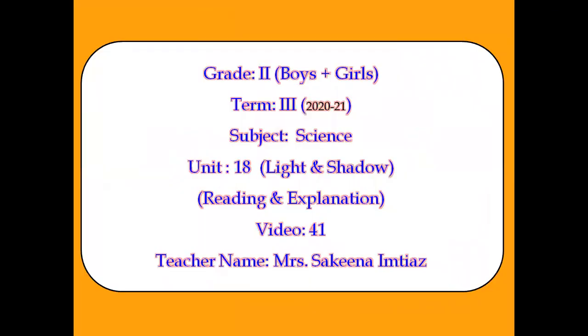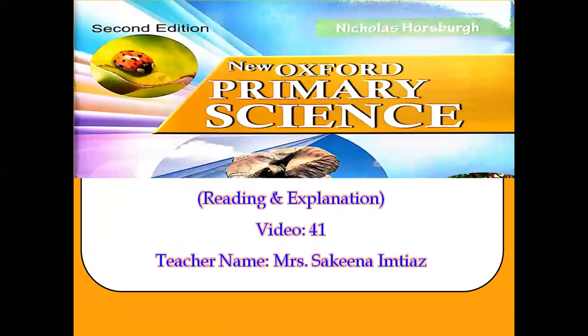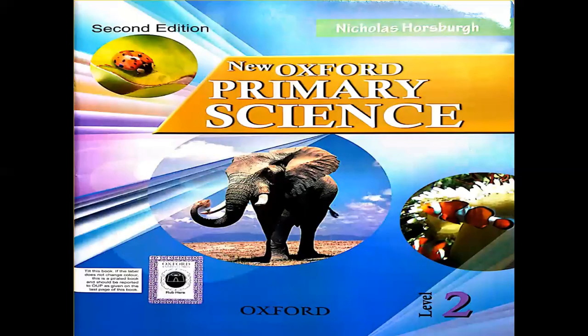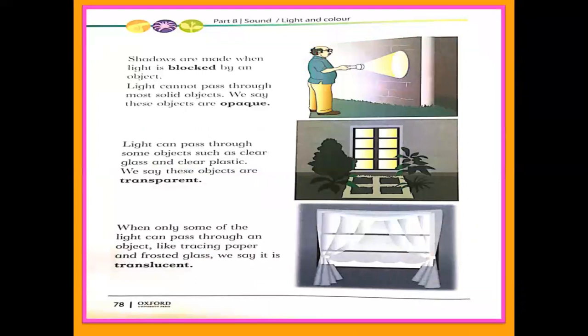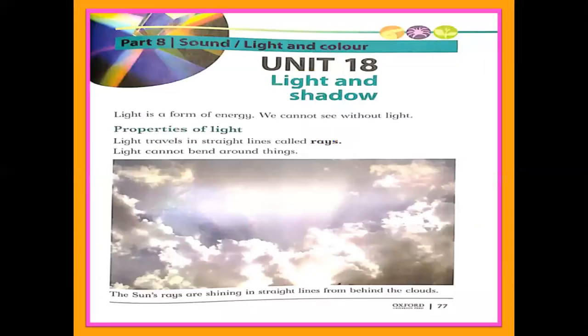This is your science class, grade 2, and today we will start a new lesson, unit number 18, light and shadow. This is video number 41. Okay, students, open your book. Look at page number 77. Light and shadow. First, I want to read this lesson and then I will explain with the help of pictures.